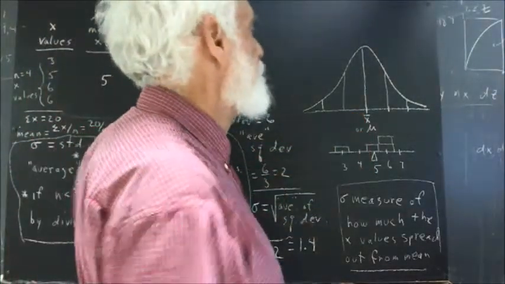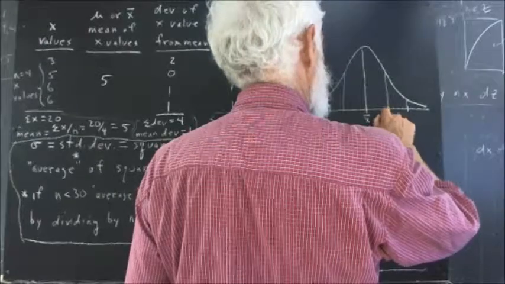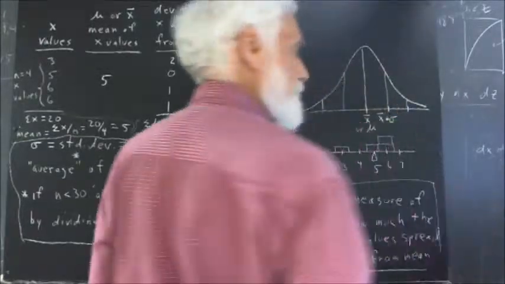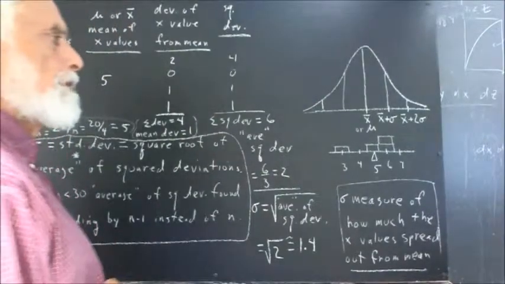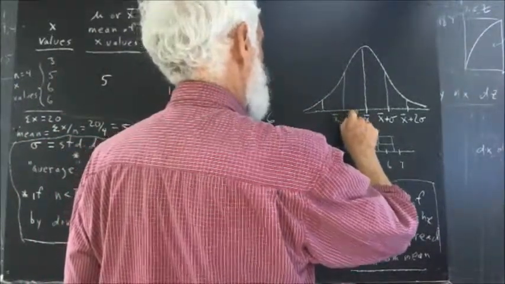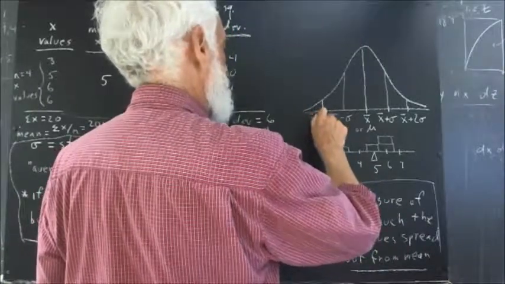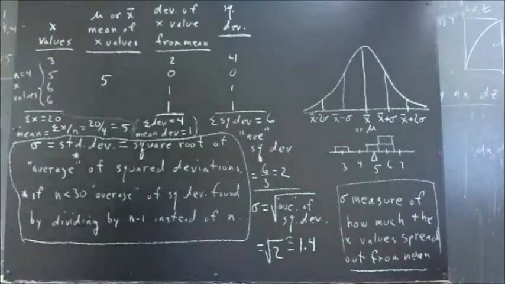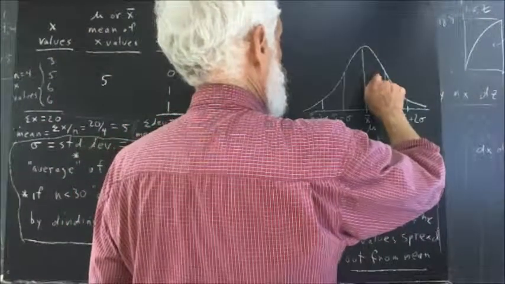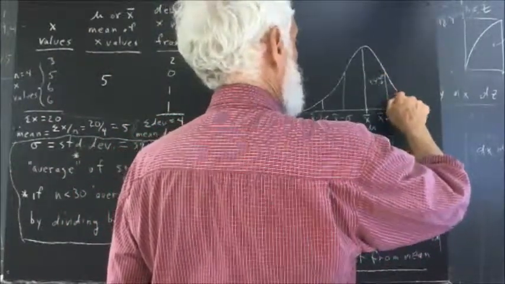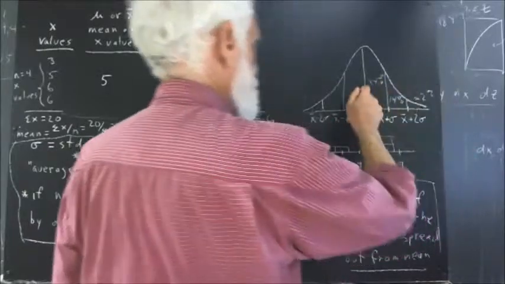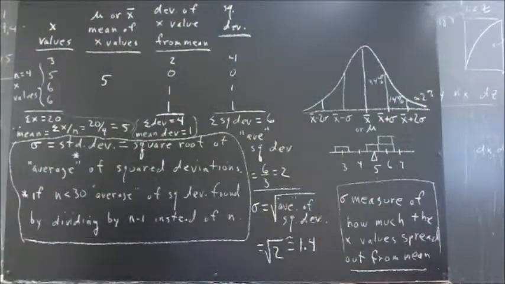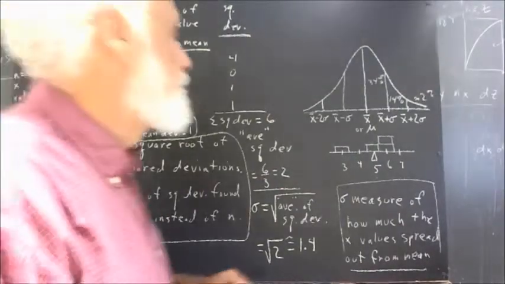So this is your mean, or x bar. This is x bar plus a standard deviation. And this is x bar plus 2 standard deviations. And here you're at x bar minus a standard deviation, and here you're at x bar minus 2 standard deviations. And that's a picture of the normal curve. 34% of the area of the curve lies here, 14% lies here, about 2% lies out here, and the same percentages occur as you move to the left of the mean. And that's the meaning of a normal curve.